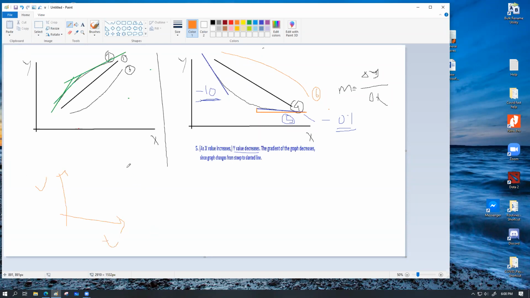What is the name of the gradient of the VT graph? Velocity time graph gradient নাম কি? Acceleration. Acceleration না? হ্যাঁ। So মনে করো হচ্ছে কোন একটা certain object acceleration আমাদের number 1 গ্রাফটা দেওয়া আছে.